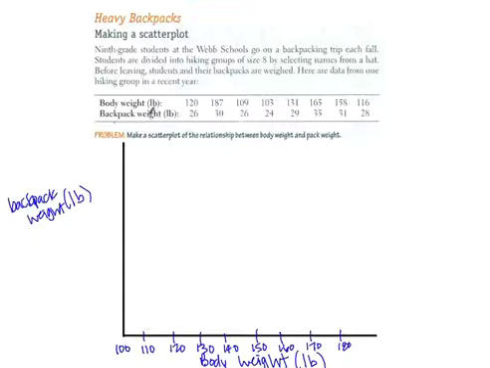So then we should look at the backpack weight here and see what we want to scale our y-axis to be. The backpack weights vary from 24 to 35 pounds. So we may decide to scale our y-axis starting at 20 and then do tick marks that are 2 pounds each. So we would have 20, 22, 24, 26, 28, 30, 32, 34, 36.